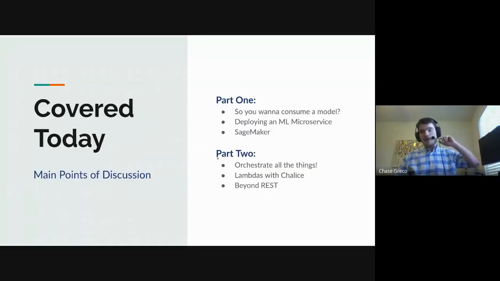All right. So what do I want to talk about today? This talk basically has two parts. In part one, we're going to talk about, so you want to consume a model, right? How do we bundle a model into something that an application could potentially consume? And then in part two, we're going to look at, okay, what if we have more than one model that we want to put together into a pipeline? What are some of the different options that we have available to us for doing that?